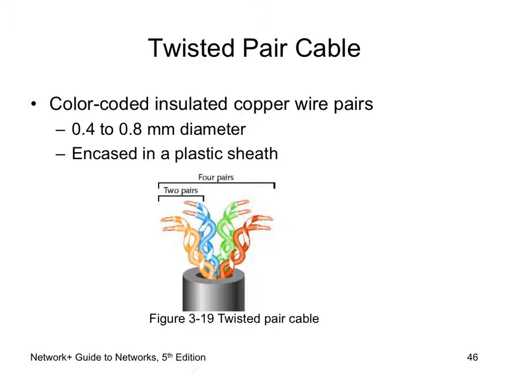Twisted pair basically has 4 twisted pairs, and you'll notice each color has a solid and a stripe. So you've got orange, blue, green, and brown in there. These are all intertwined, connected together, and 0.4 to 0.8 millimeter. These are encased in cheaper plastic than the coaxial.